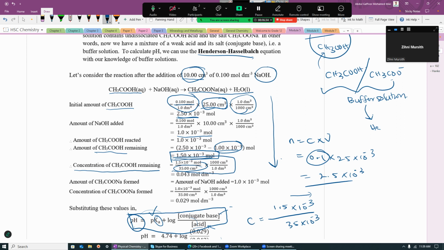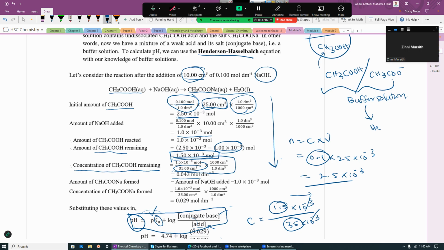If you simplify this, 1.5 divided by 35 is going to be 0.043. Now this is the concentration of the acid during this buffer region. Why? Because only this amount of acid is present. Other than that, the remaining acetic acid has been converted to salt, right? Do you understand? Okay.